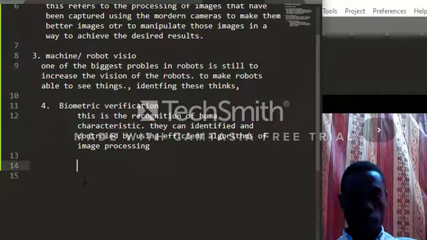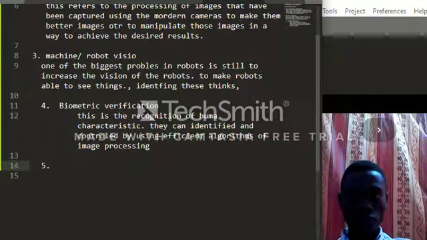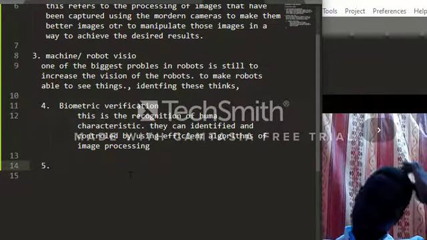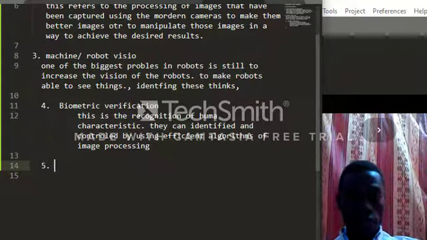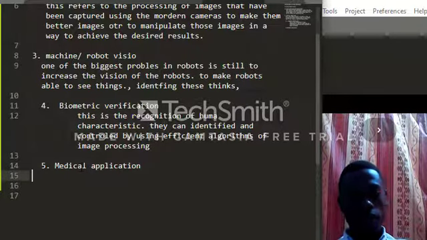So that was the fourth application. So the fifth one can be medical processing. Medical application. Image processing is commonly used in health sectors. So let's look at the medical application, how image processing is applied in the health sector.